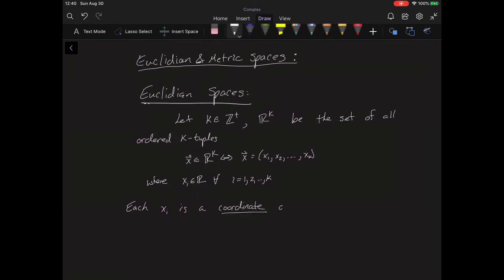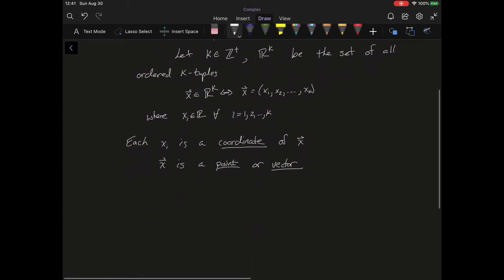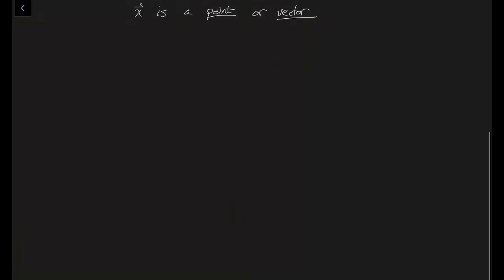Vectors are part of a structure called a vector space. So let's go ahead and define what a vector space is. A vector space is a structure where the elements are called vectors and constants that are multiplying the vectors are called scalars.